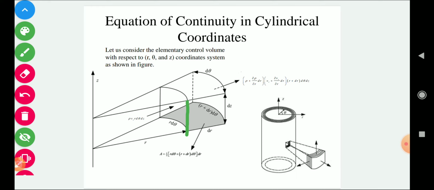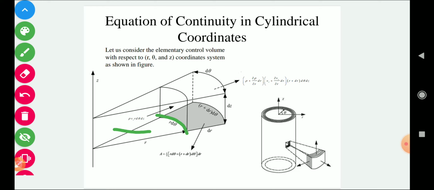So this area will be equal to its height into width. Height is dz, and this width is r d theta. So r d theta dz will be the area, and if we multiply it by rho v, then we will get the mass flow rate. Rho is kg per meter cube and velocity is meter per second, and we are multiplying it by area, then meter cube will be cancelled out and we will be left with kg per second. So this is the mass flow rate at the entrance.